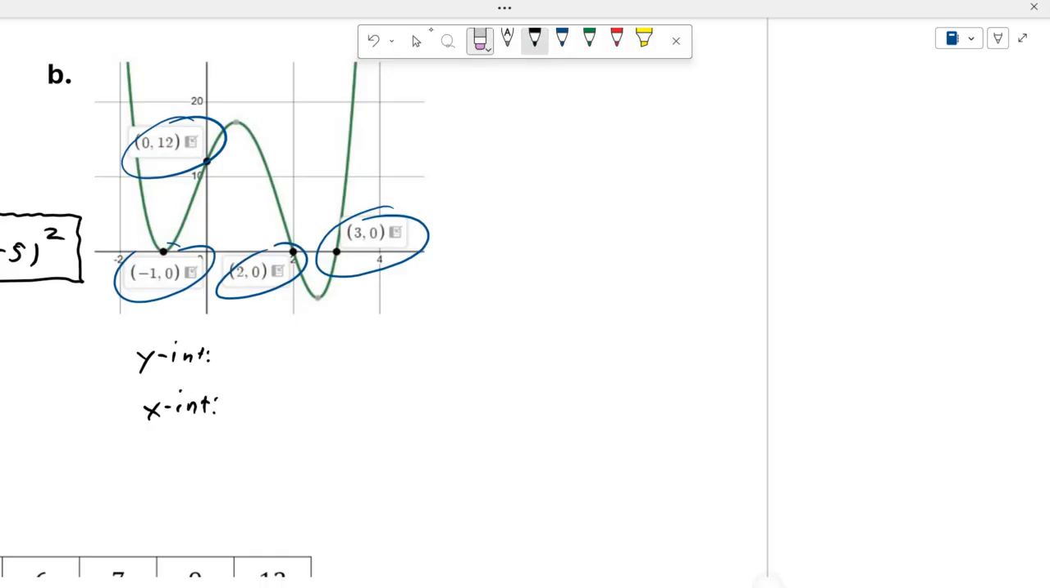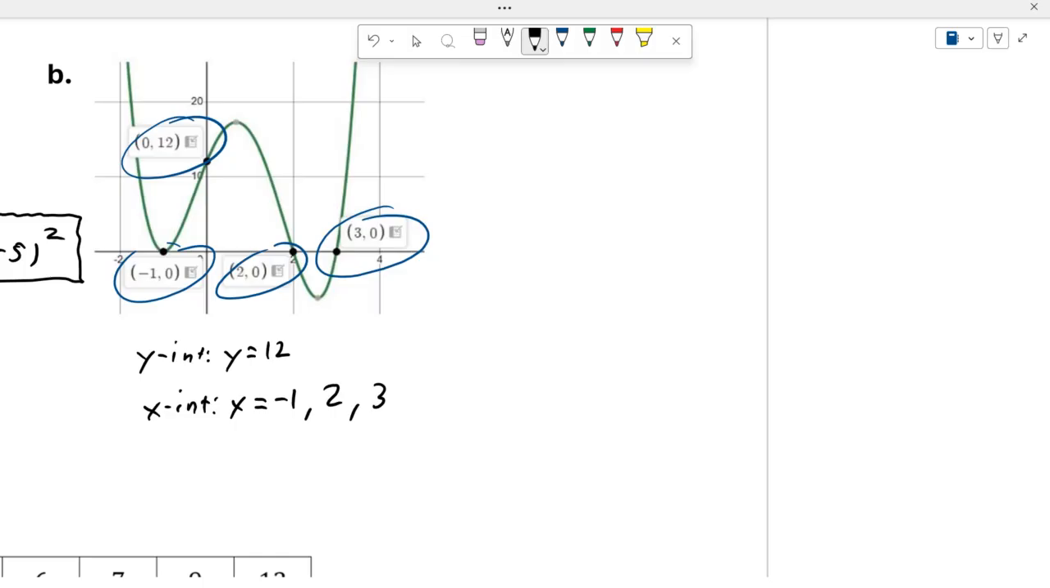So y equals 12. And then for the x-intercepts, my x-intercepts are -1, 2, and 3.